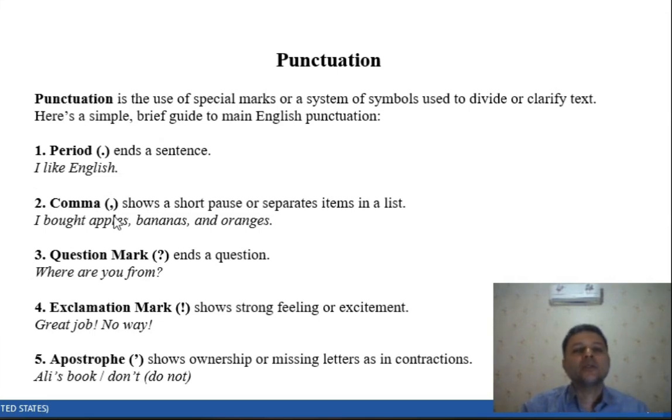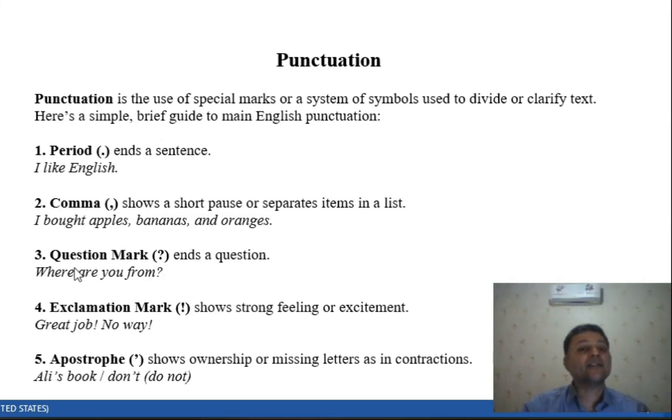A comma. Where do we use a comma? It shows a short pause. It separates items in a list, right? As you can see, for example, I bought apples, comma, bananas, another apple, comma, and then and oranges. Usually we use and at the end between the last pair, all right? Well, it's writing style. Some writers prefer a comma before and some writers avoid writing it.